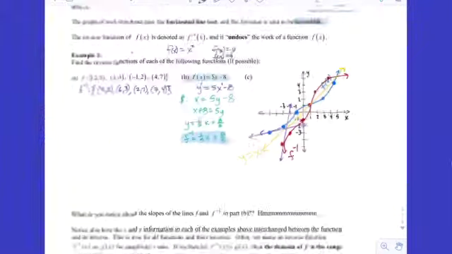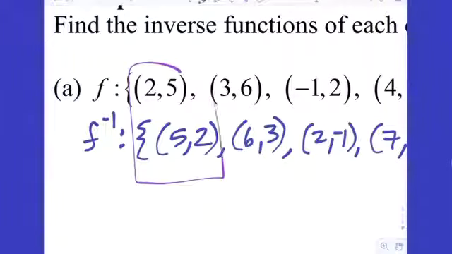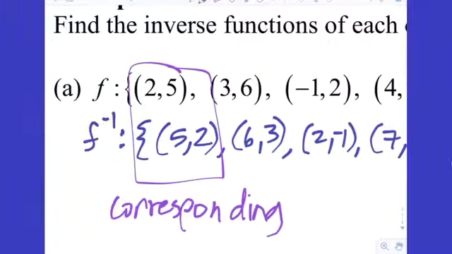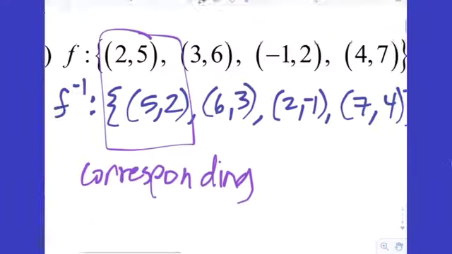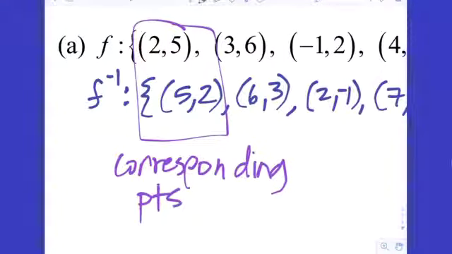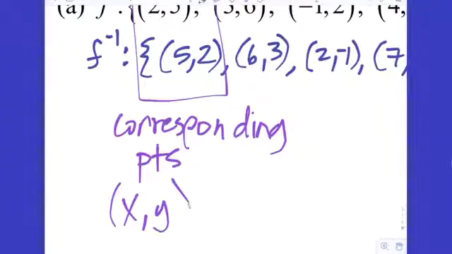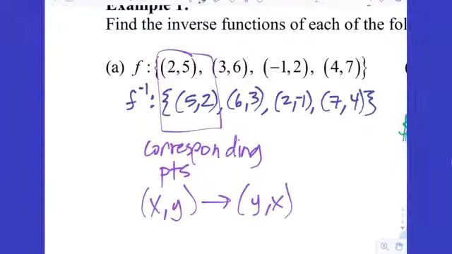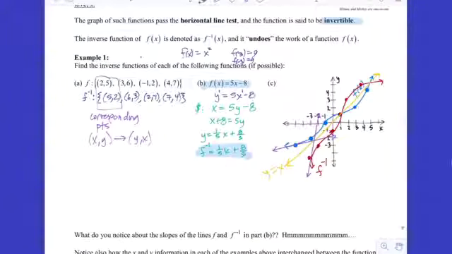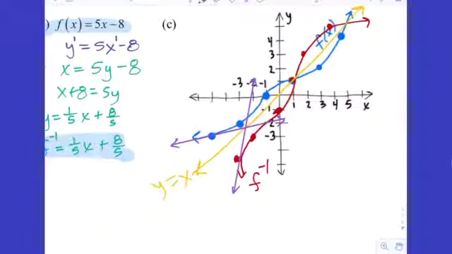So let's go back over to here. What are we going to call the point 2,5 and the point 5,2? Corresponding points. They're not the same point in general. We know they can be, right? Like 1, 1 corresponds to 1, 1. But in general, x, y on one function is going to correspond to y, x on the other function. Those are corresponding points. So what we can say then is that inverse functions at corresponding points have slopes that are related how?